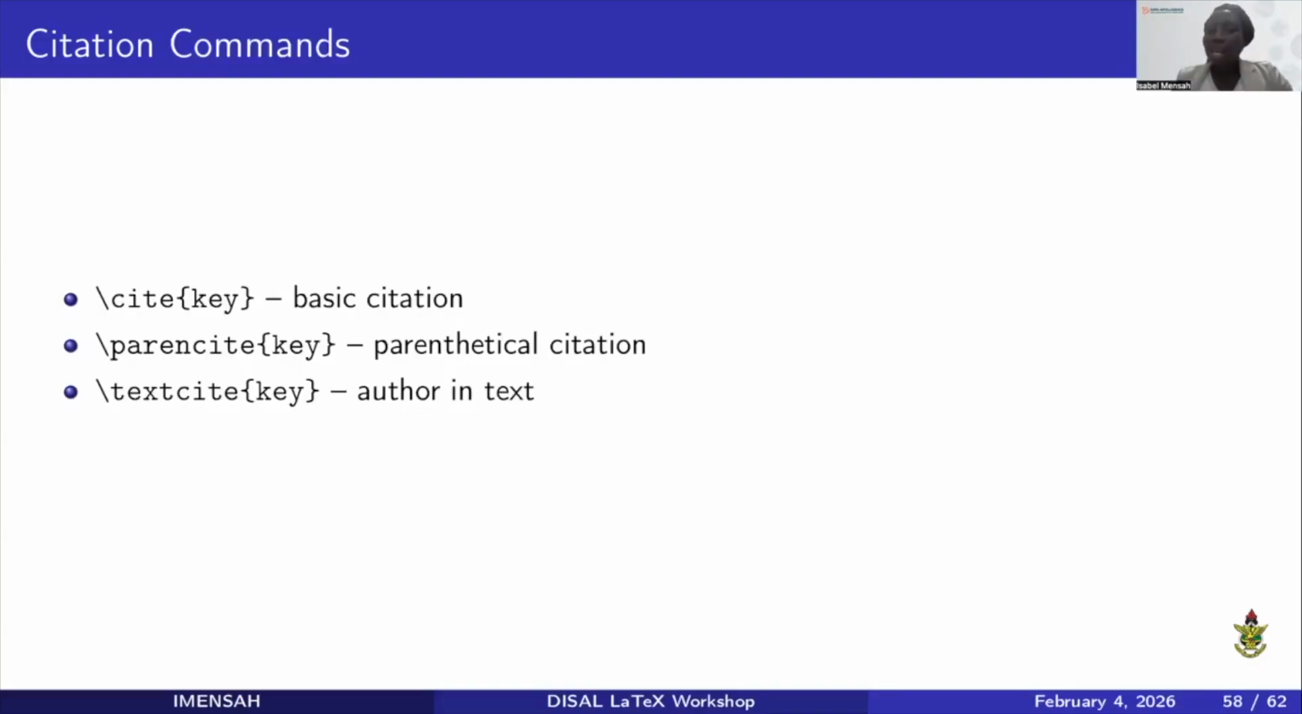So just like in NatBib, in BibLaTeX you can also cite with \cite, that is the basic citation. Once you do cite, it will do the citation for you. If you want the parenthesis citation, like I said, the \citep in NatBib, over here it is \parencite, and then the key would come. Then if you want to cite the author in the text, like I showed you in the previous example, over here it is called \textcite. Okay.